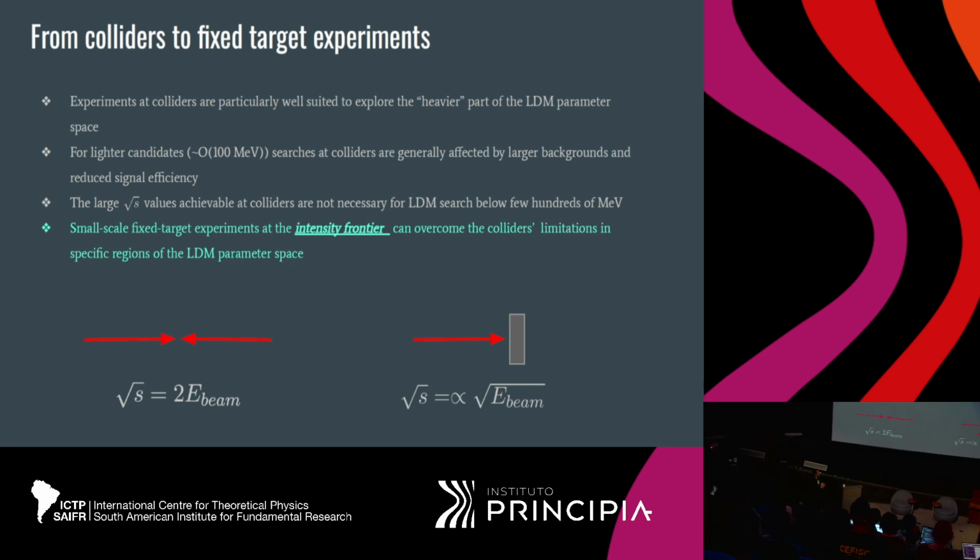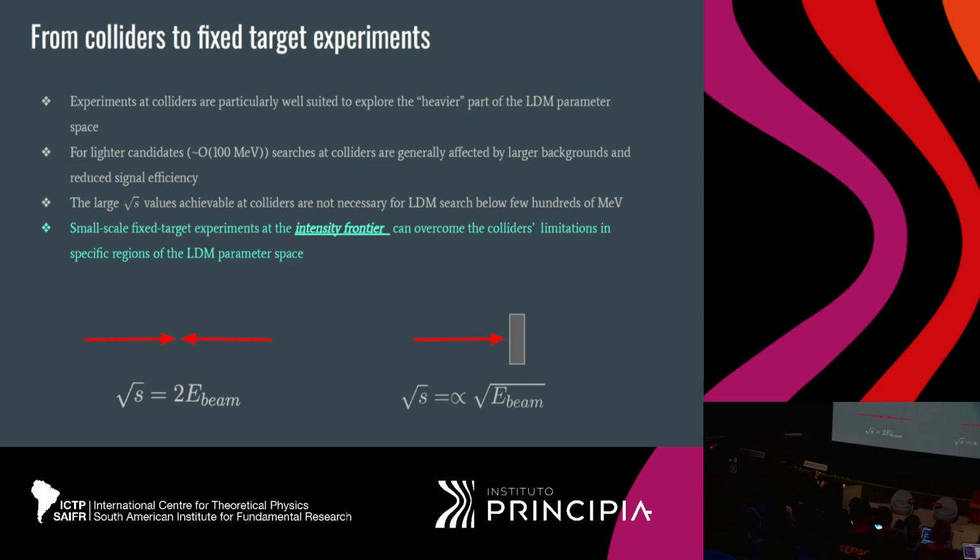While instead, if you have a single beam impinging on a fixed target, that's no longer the case. The square root of s, the energy available in the center of mass, scales with the square root of the beam energy. So it's complicated to produce very massive particles at a fixed target experiment. But since now we are thinking of a scenario where the masses of the dark matter particles are very small, maybe it's not necessary to have this large center of mass energy, and it's better to stick with a high intensity experiment to search for rare events instead of a very large energy collider.